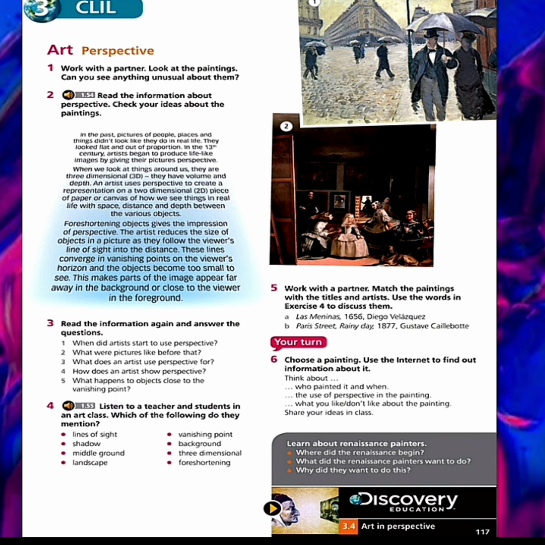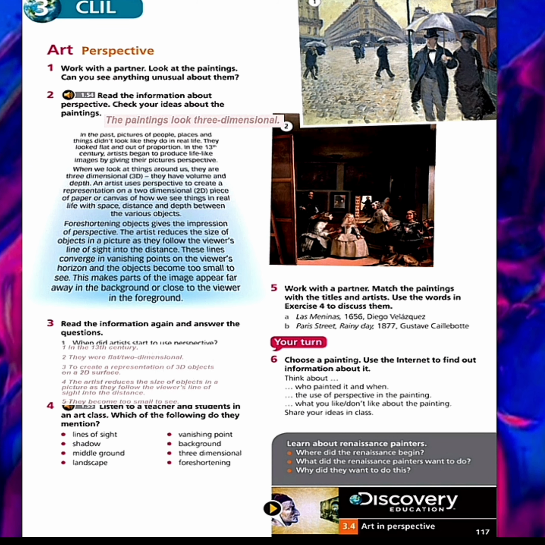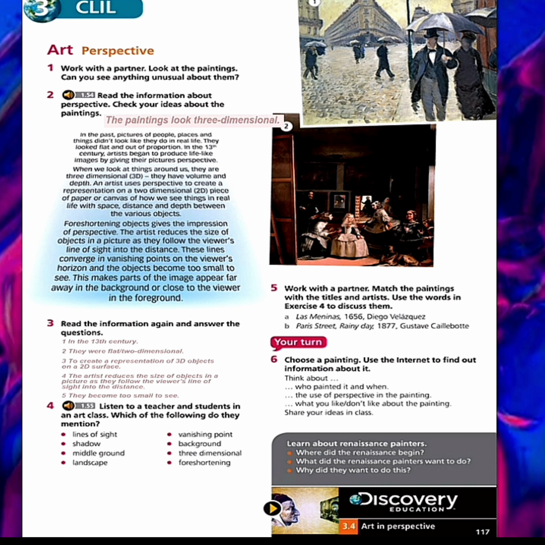Foreshortening objects gives the impression of perspective. The artist reduces the size of objects in a picture as they follow the viewer's line of sight into the distance. These lines converge in vanishing points on the viewer's horizon, and the objects become too small to see. This makes parts of the image appear far away in the background or close to the viewer in the foreground. CD 1, Track 55. Listen to the conversation.